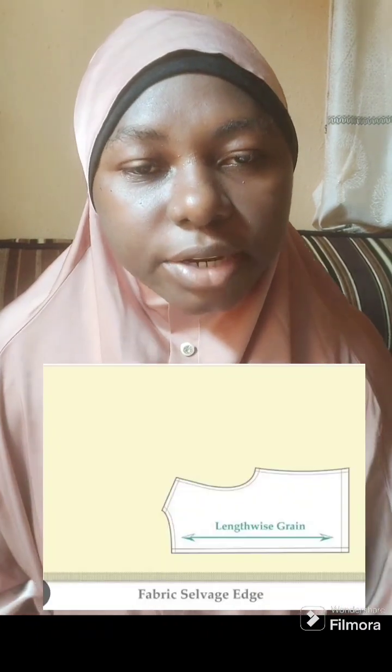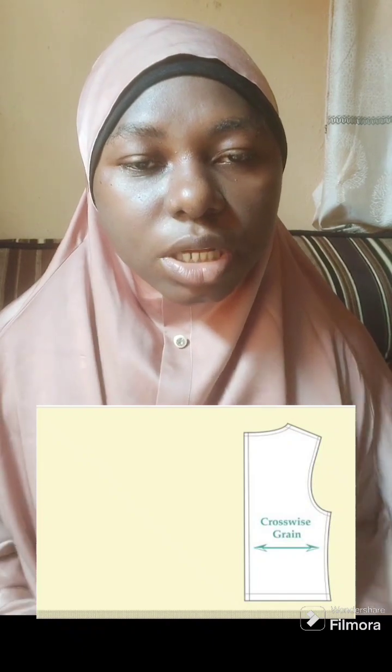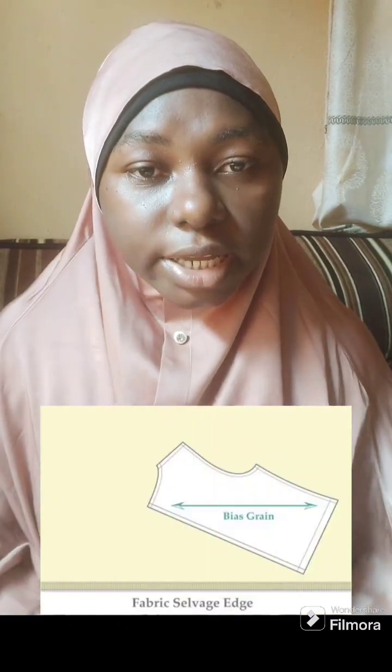Another cause of gaping is fabric direction. We have a situation where we are supposed to cut a lengthwise direction or a crosswise direction, and you went ahead to cut your fabric on the bias direction, so you'll be having some gaping because that place is stretchy, and by the time you sew it will have stretched and there will be gaping.